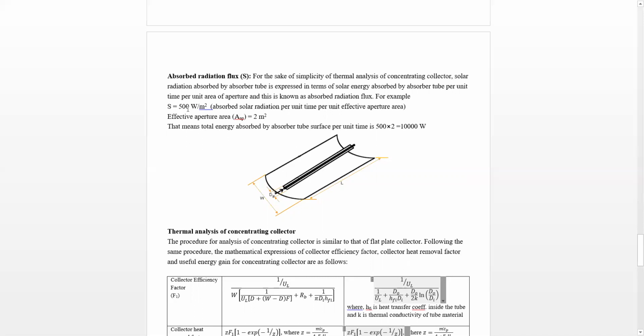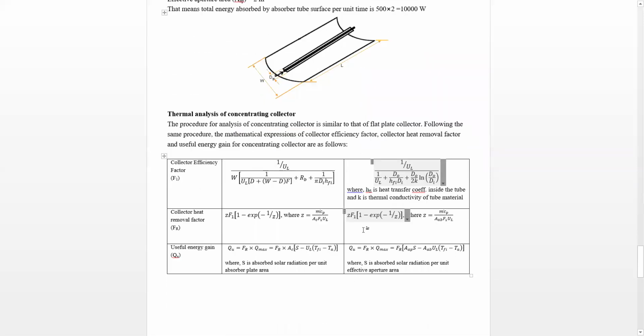And if the value of S is equal to 500 watt per meter square, that means the total energy absorbed by this absorber tube per unit time will be 500 into this effective aperture area. So in case of a flat plate collector, S is defined as the absorbed radiation per unit time per unit absorber area. Whereas in case of a concentrating collector, S is defined as the absorbed energy on the absorber tube per unit time, but not per unit surface area of this tube, but per unit area of effective aperture area, right?